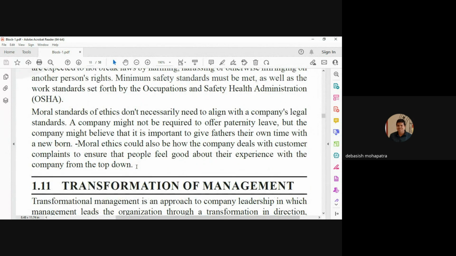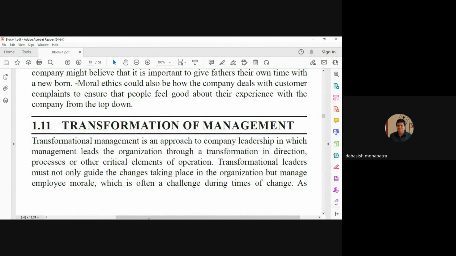Moral standards of ethics don't necessarily need to align with the company's legal standards. A company might not be required to offer paternity leave, but the company might believe that it is important to give fathers their own time with a newborn. So moral ethics would also be how the company deals with customers' complaints to ensure that people feel good about their experience with the company from the top down. That's what comes under your ethics.